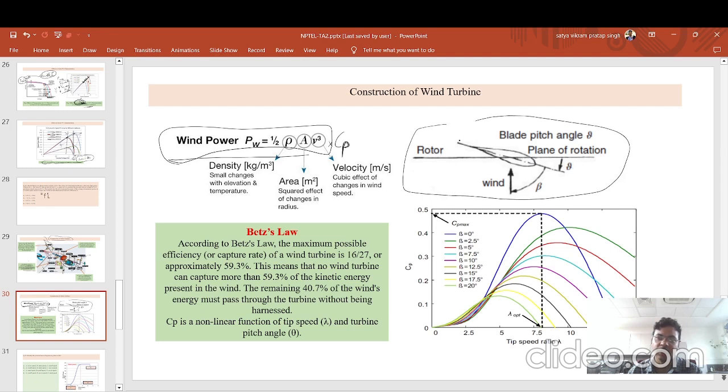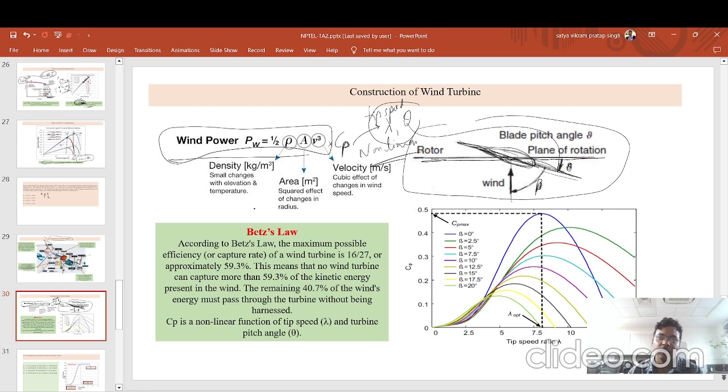Suppose this is your blade, and this is the rotor axis. This is the plane of rotation. If you take the center of this blade and make a line, this angle is known as theta, and the angle between the wind direction and the center axis of this blade is known as beta. Cp is a function of lambda and theta. Lambda is the tip speed ratio, and theta is this angle, and it is a non-linear function.